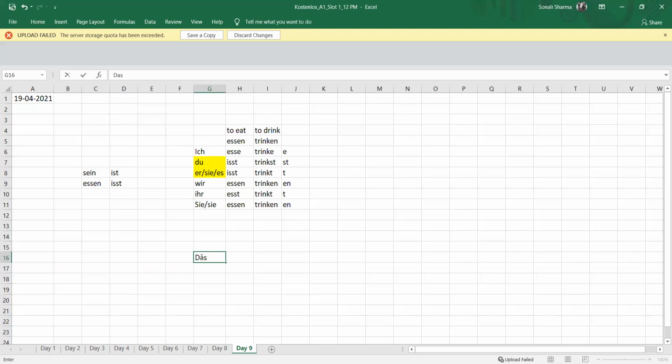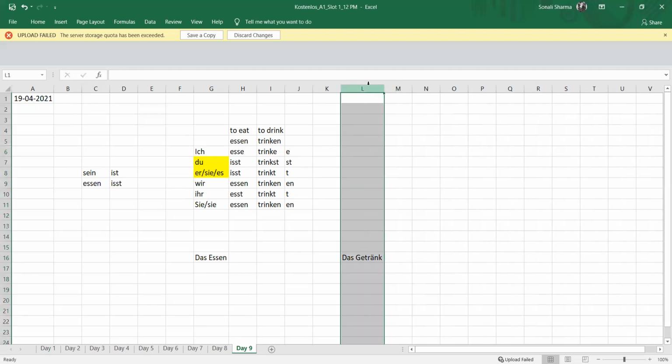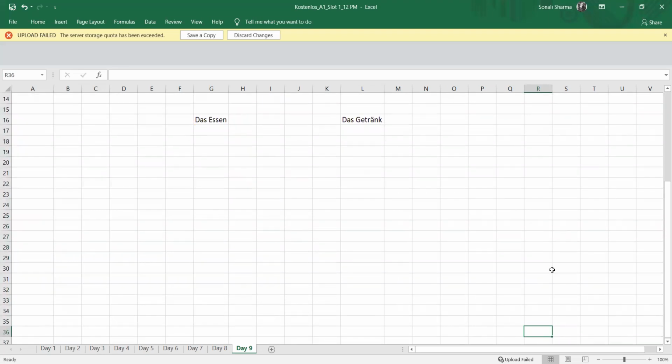First, we are going to learn about essen, food items. Here I will make you write das Getränk. Getränk means drink. Both have the article das: das Getränk, das Essen, food and drink. Let's come to number one.